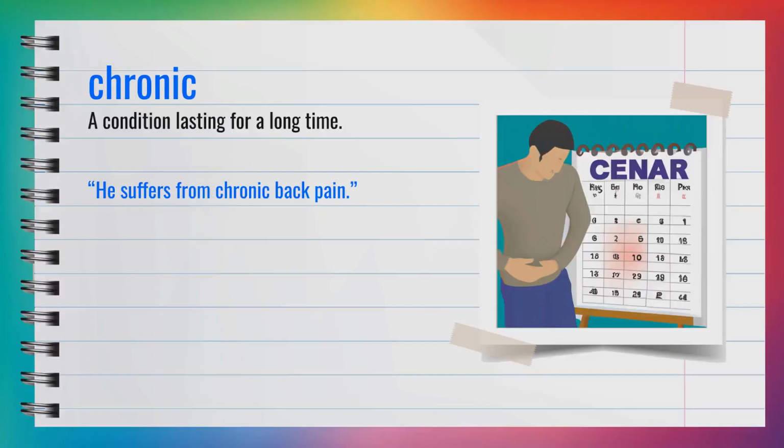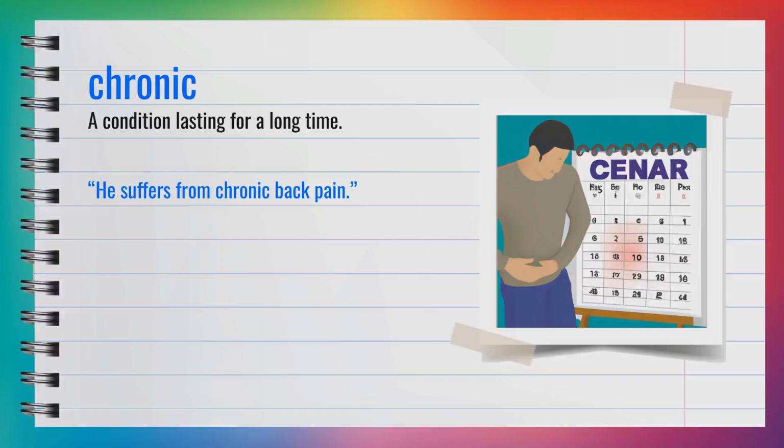The word chronic, spelled chronic, is an adjective. It describes a condition lasting for a long time. Pronunciation: chronic. Synonyms include persistent and long-lasting. For example, he suffers from chronic back pain.